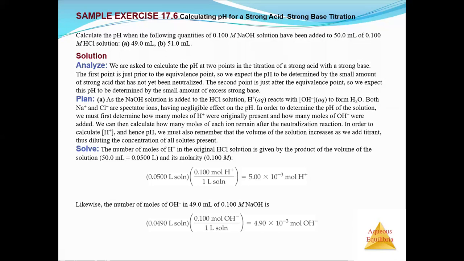Professor, can you repeat the question? Because I multiplied the molarity times the volume of my H plus, I have 50 milliliters of a 0.1 molar H plus solution. That gives me 5 times 10 to the minus third moles of H plus. I've got 49 milliliters of my base. I multiply that by my concentration of base. I have 4.9 times 10 to the minus third. The question is, how much excess moles of H plus do I have?